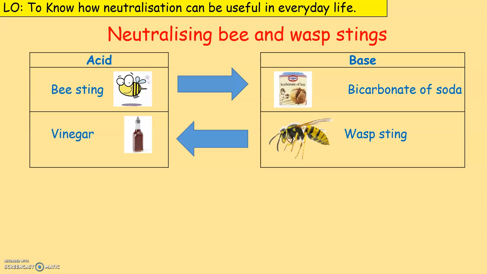And the opposite is the wasp sting. If a wasp should sting you, it's stinging you with a base, something that is alkali. So to neutralize that alkali, you need vinegar, which is acidic. And that should literally neutralize the pain and stop you from having more pain, if I'm making sense.